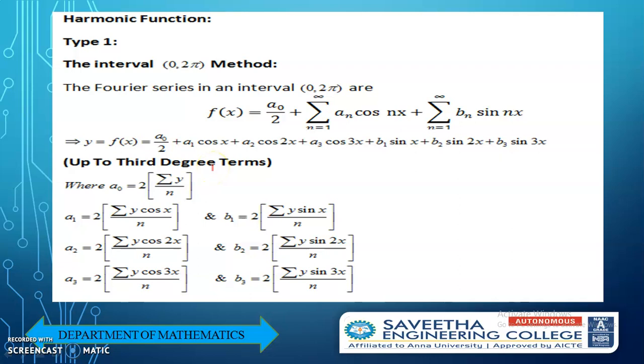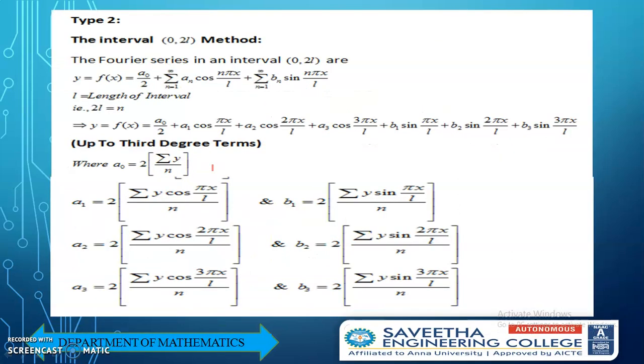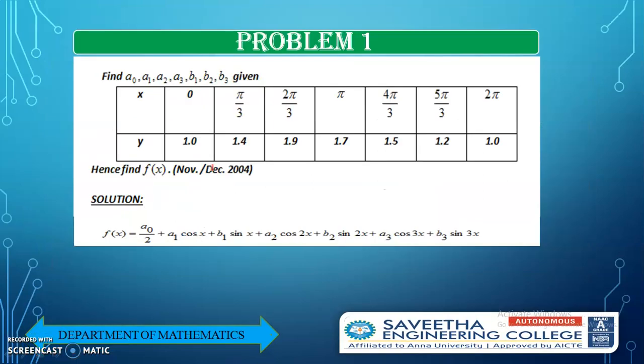Classify the harmonic functions in an interval 0 to 2 pi up to third degree terms. Just we can write the formula is enough here. So we shall go through the problems here. Problem number 1. Find a0, a1, a2, a3, b1, b2, b3 given the table values, and also find f of x by using harmonic analysis.